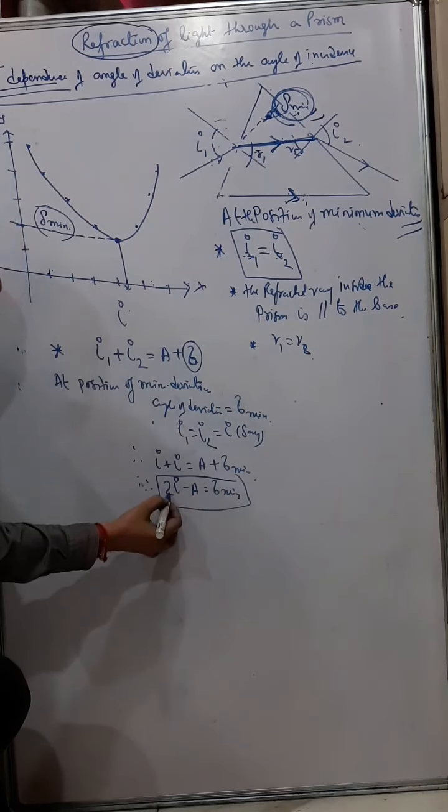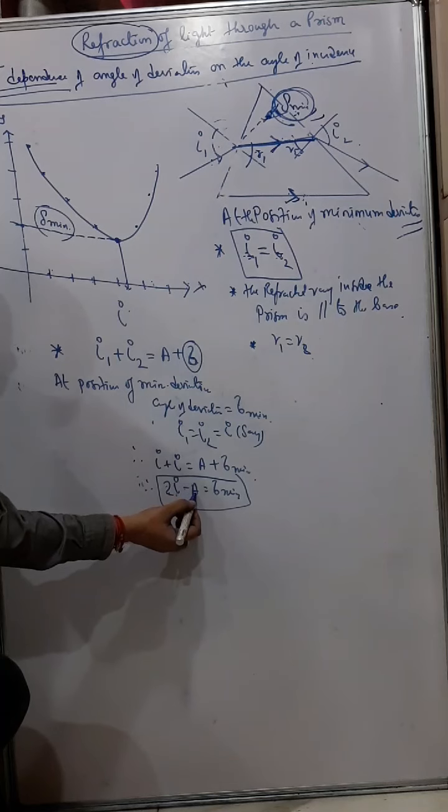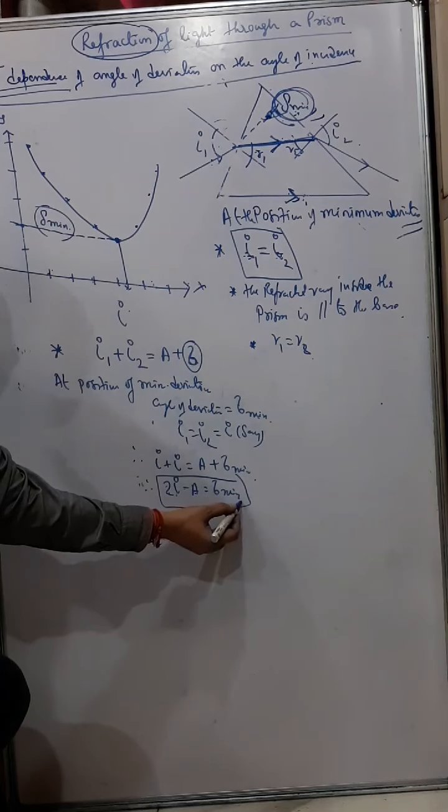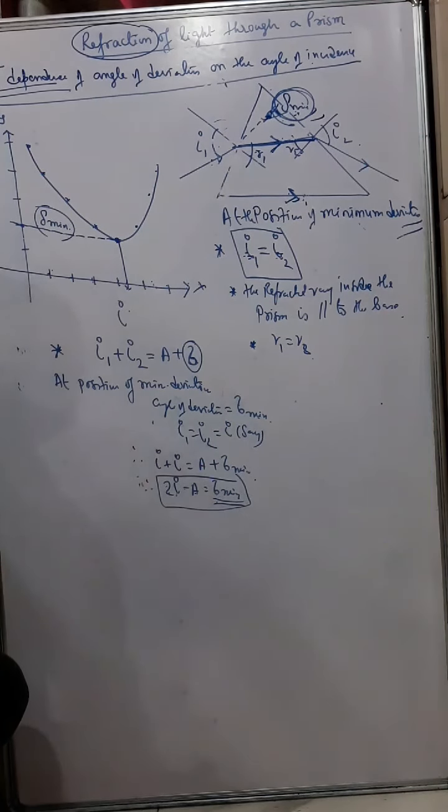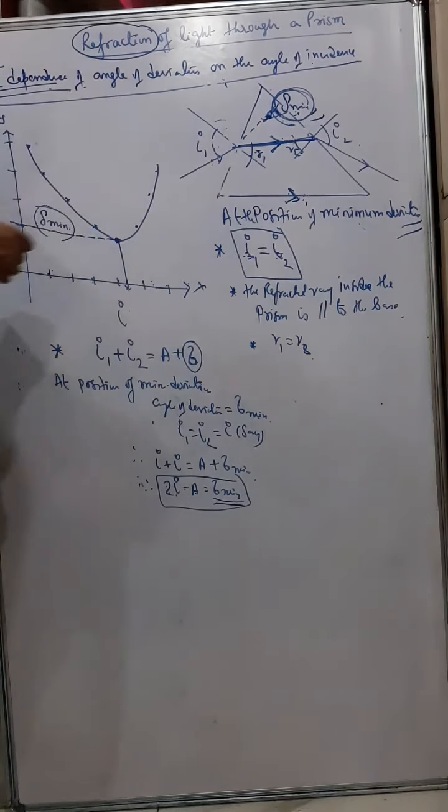So 2I means twice the angle of incidence, minus A means the angle of prism, and we get the value of minimum deviation. Okay, understand? So this is refraction of light through a prism, and this is very important, especially this part, how the angle of deviation depends on the angle of incidence. Okay.